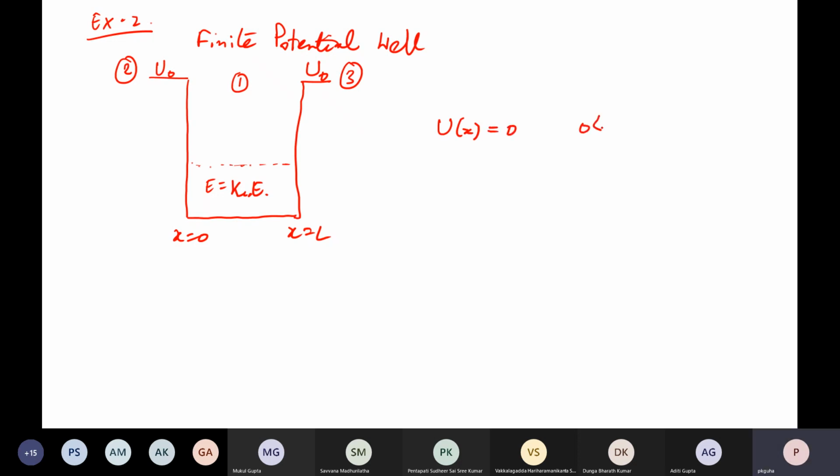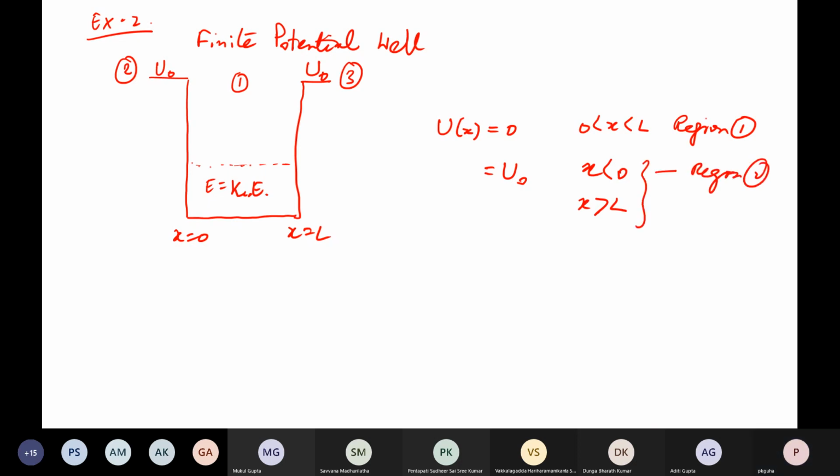So this is for region 1. And U(x) equal to U naught for x less than 0 and for x greater than L. So this is for region 2 and this is for region 3, right? So these are the boundary conditions.